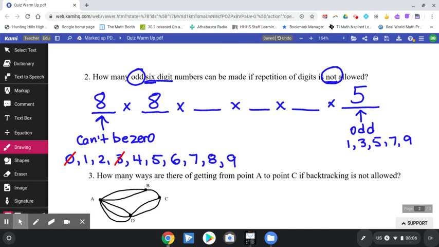And just think about where you are in this, setting up this number right now. You've already selected 3 digits. So that would mean there's 7 available for this spot, 6 for this one, and 5 for this one. And our answer here comes to 67,200.